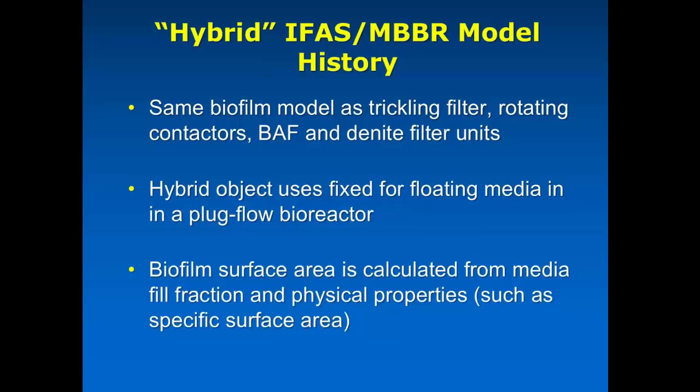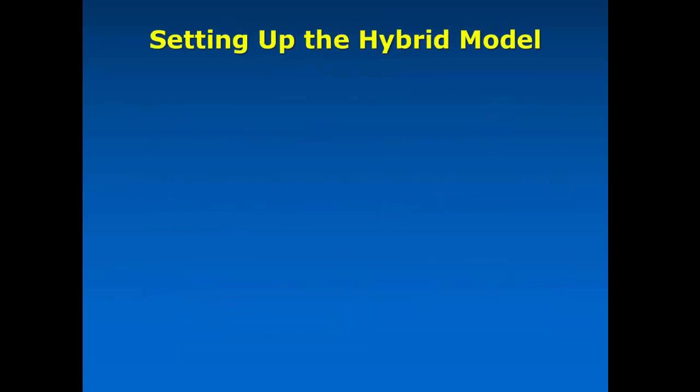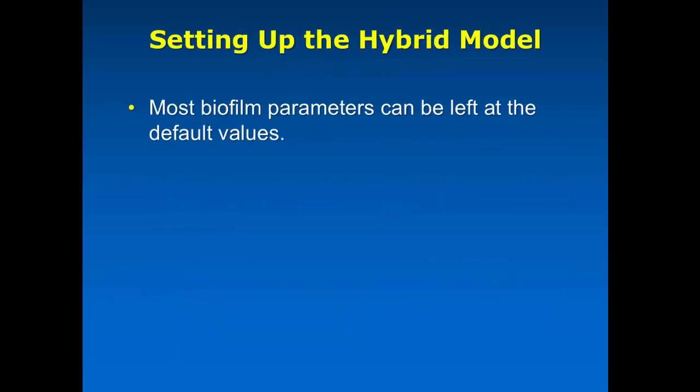And then you are asked to enter the media fill fraction and the physical properties of that media and so on, and that's how we calculate our biofilm surface area. Now, as I mentioned earlier when I was going through where those equations are, most of those parameters that you're playing around with can be left at the default values most of the time. I haven't found that you have to do a lot of tweaking of variables for the parameters that we have in our biofilm models.